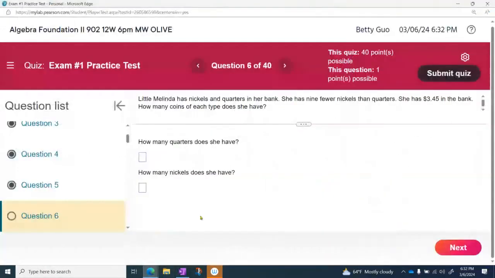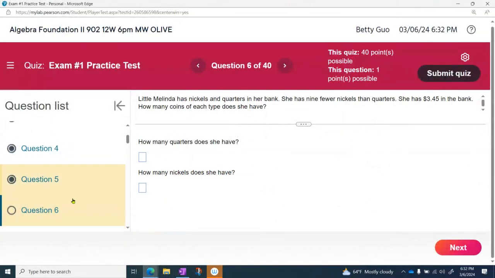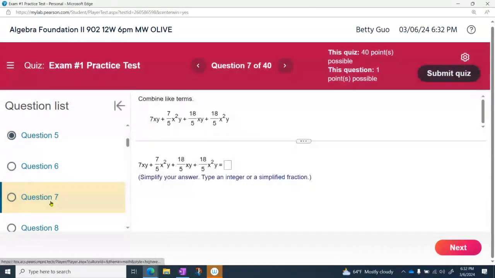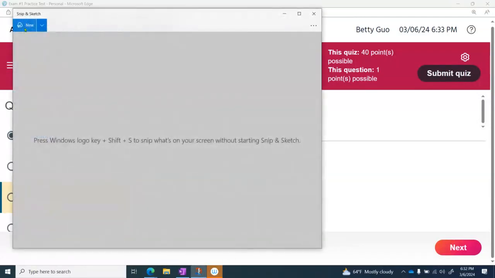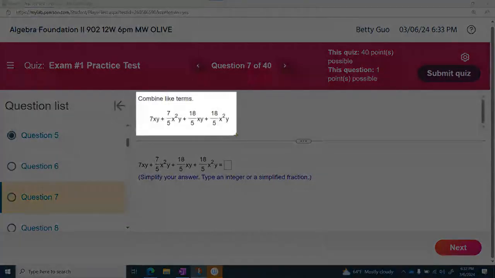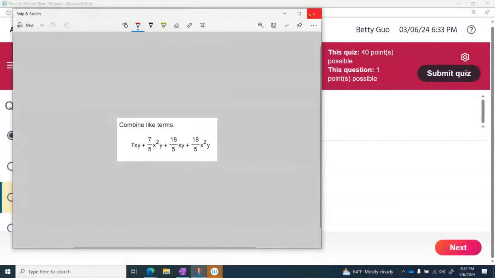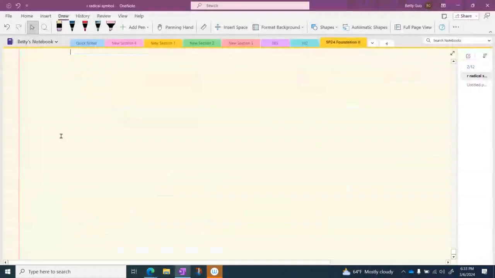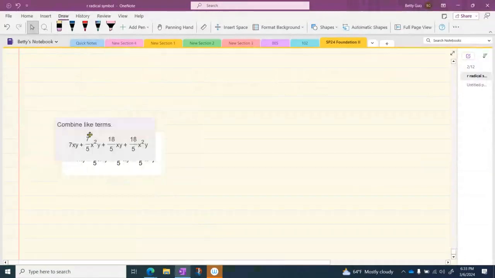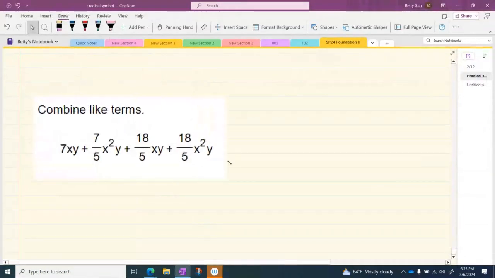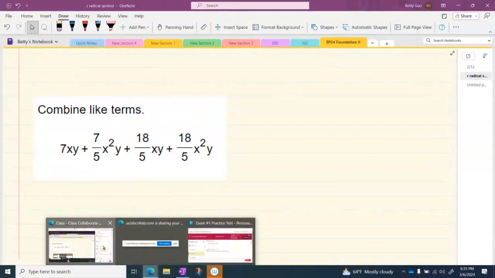Now let's continue. We did this one already, right? It's just a different number, so I'm going to skip this question. Okay, this is a good one. We had a similar problem, but I think it's good to practice again. Combine like terms. Question. In this expression, how many terms do we have?